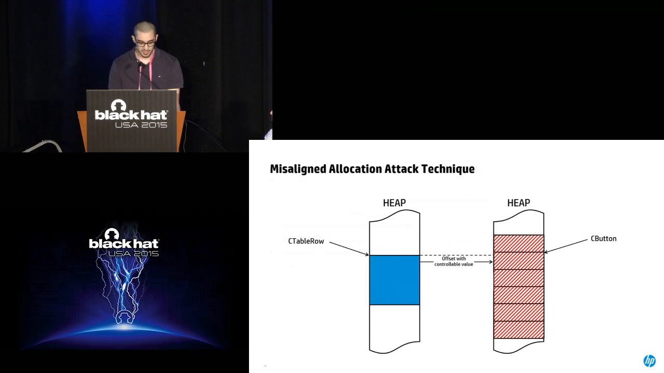So again, this is my fancy diagram. We're targeting the C table row object. As you can see up front, we have a big chunk, and we sprayed the C button objects inside it. Basically, we have one C button object that's kind of misaligned against the original one. And then we're going to have a dereference from that misaligned C button object.